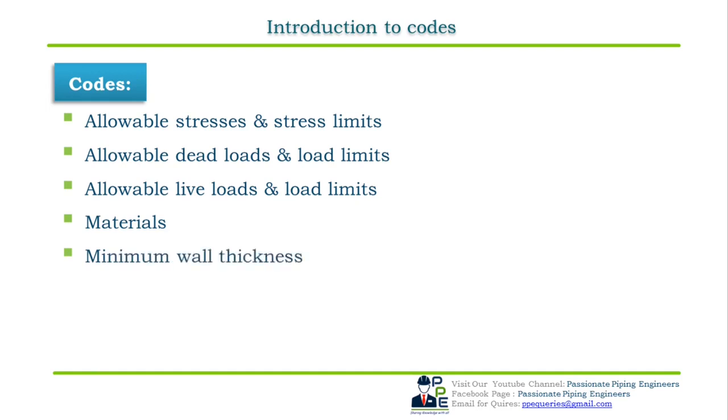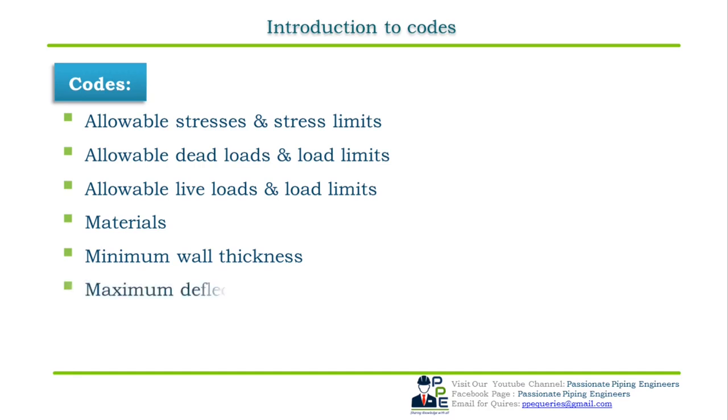The fifth point here is minimum wall thickness. Normally, wall thickness or schedule is the difference between the OD and ID of the pipe. It is the wall thickness or schedule for pipes and fittings, without corrosion allowance, for each component of a piping system based on appropriate design code calculations.